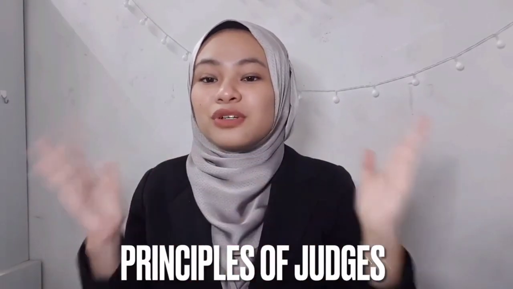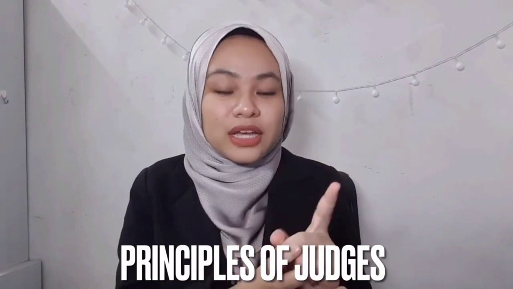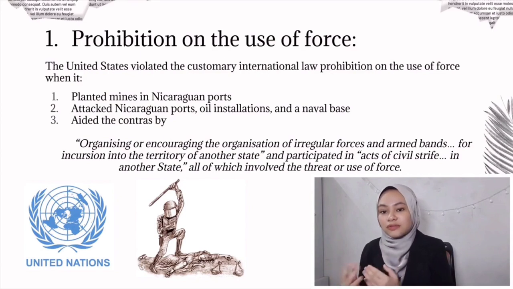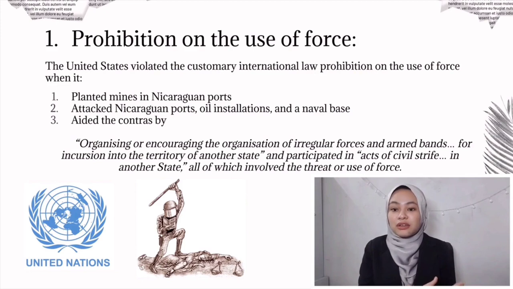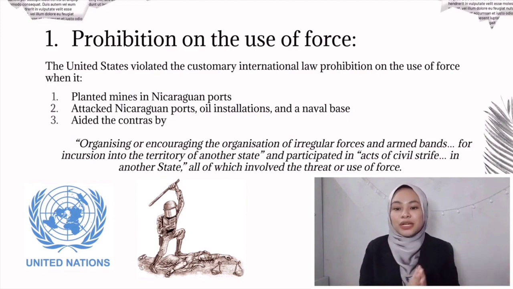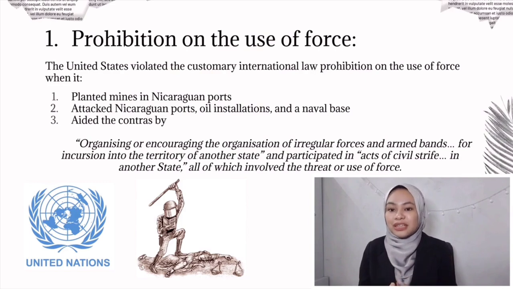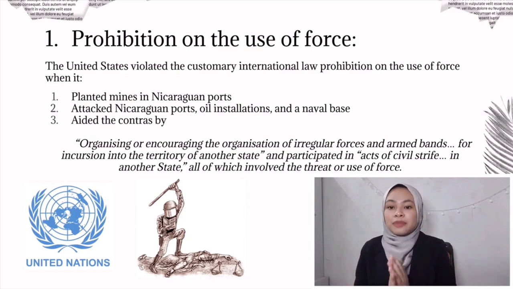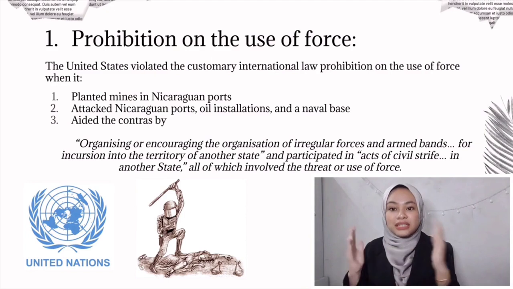Now, I bet all of you want to know what the judges' principles were regarding number 1, prohibition on the use of force. The court ruled that the US breached its customary international law obligation not to use force against another country when its involvement with the contras resulted in the threat or use of force. The US violated the customary international law prohibition on the use of force when it planted mines in Nicaraguan ports, attacked Nicaraguan ports or installations and a naval base, and aided the contras by, quote, organizing or encouraging the organization of irregular forces and armed bands for incursion into the territory of another state, end quote, and participated in, quote, acts of civil strife in another state, end quote, all of which involve the threat or use of force.